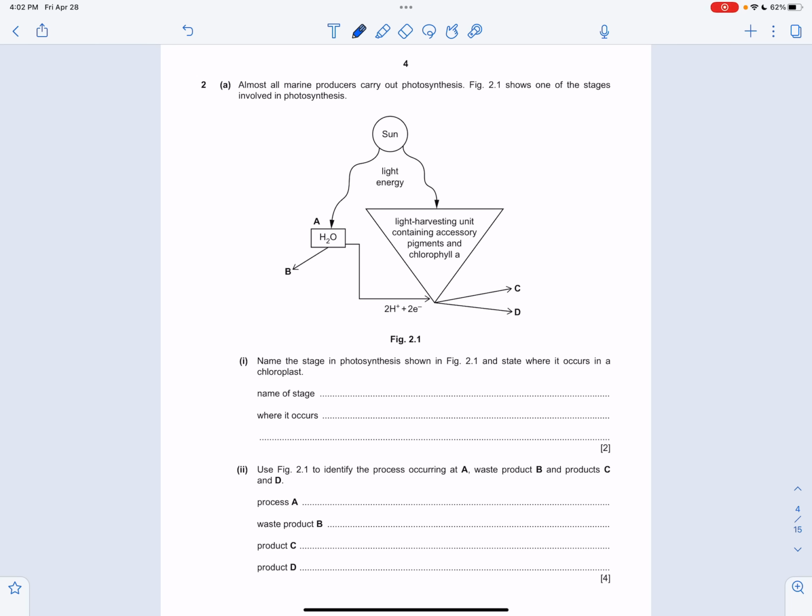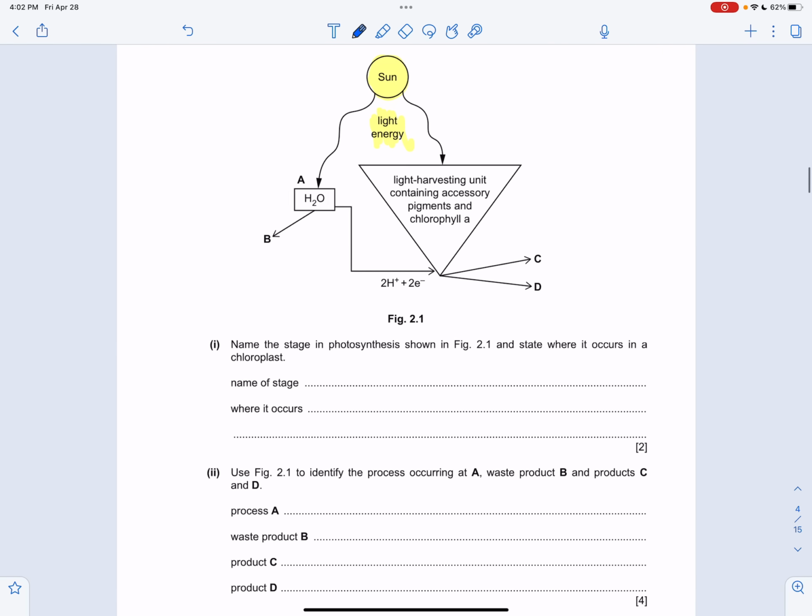All right, some fun photosynthesis. Something you should mention says all marine producers carry out photosynthesis. Here's one of the stages. The stage involves the sun and light energy. Looking at your question below, name the stage in photosynthesis and state where it occurs in the chloroplast. Name and where it occurs. Each of these are 1 mark.